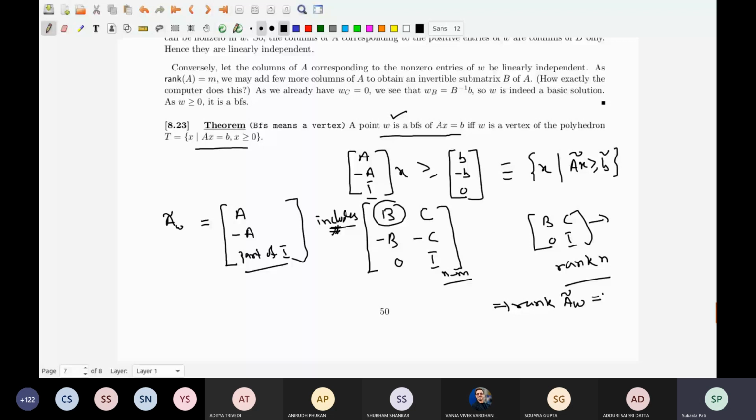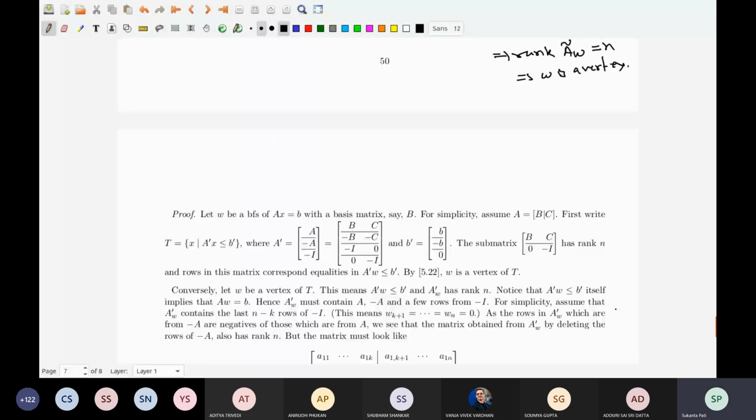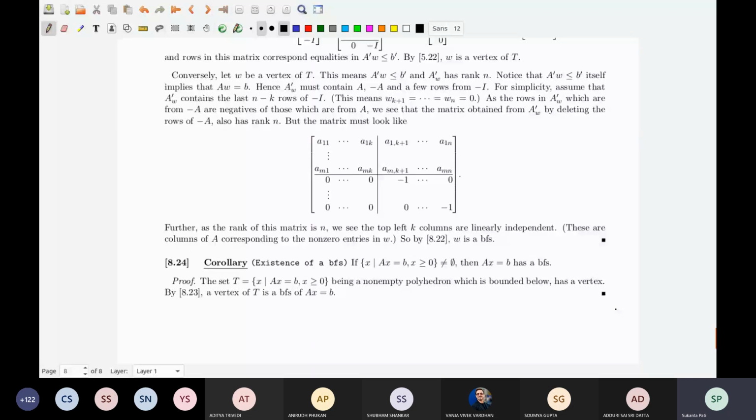The converse is similar. It is done by this one. A is equal to this, and for simplicity, I have written it like this. Here I have not even written what AW is, I have just written it this way. I will stop here. The other part of the proof I will do in the next class. So let me stop here.